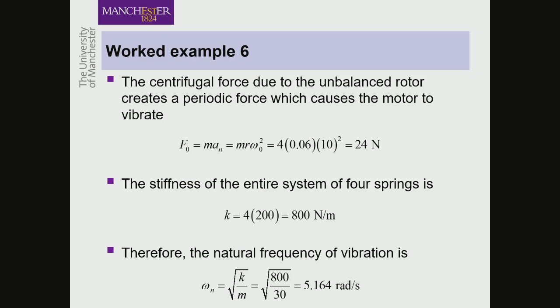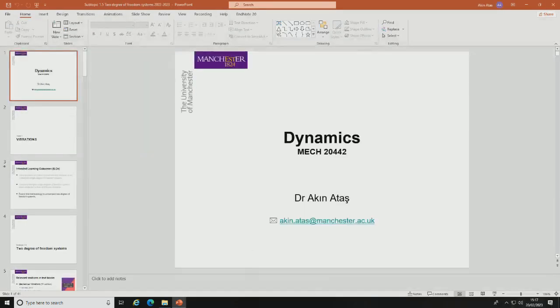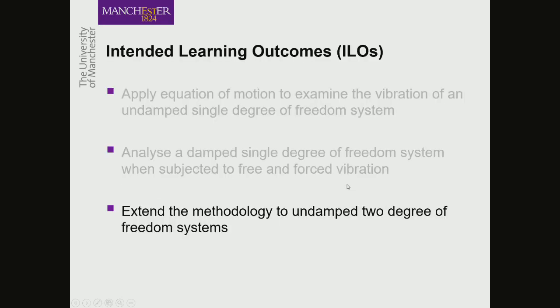So now we are closing our discussions at the moment on 1 degree of freedom systems. And then we will continue with 2 degree of freedom systems. So here you can see our ILOs, intended learning outcomes, and so far we covered the first two ILOs. Now it is time to think and try to extend the techniques, the methods that we have learned so far on 2 degree of freedom systems.